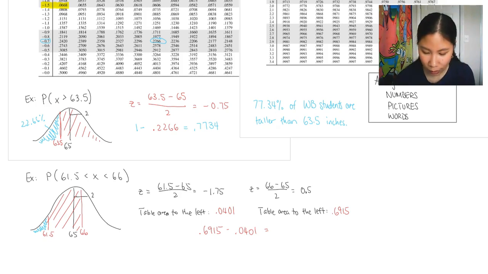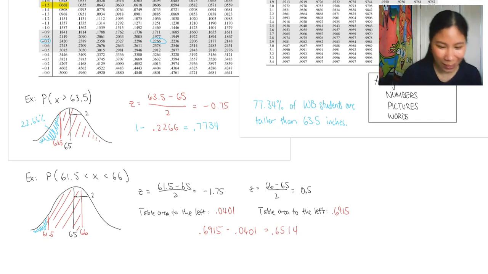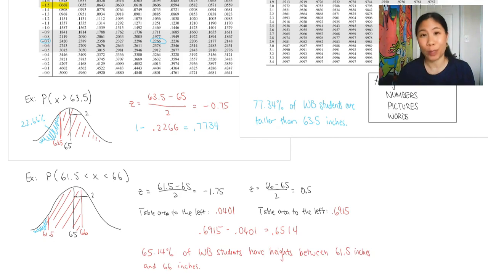So when I subtract that, quick subtraction skills right here, I end up with 65.14%. So again, answering with pictures, numbers, and words: we've got our picture, our numbers, and our words. 65.14% of West Broward students have heights between 61.5 inches and 66 inches.